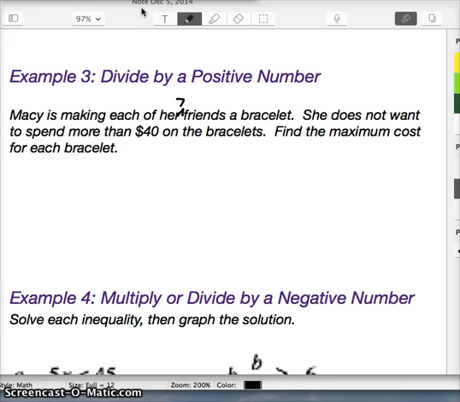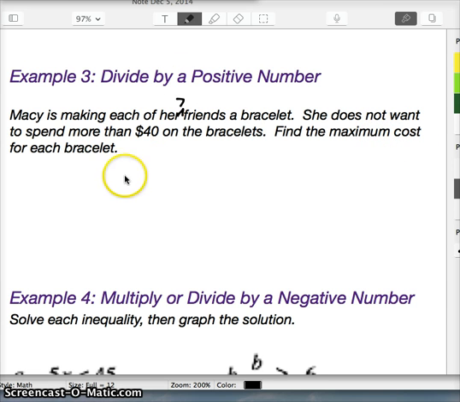All right, so we're going to divide by a positive number. Macy is making each of her 7 friends a bracelet. I kind of left that out of typing, my bad. She does not want to spend more than $40 on the bracelet. Find the maximum cost for each bracelet.